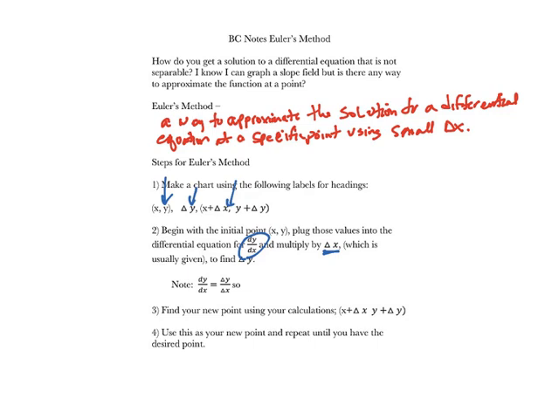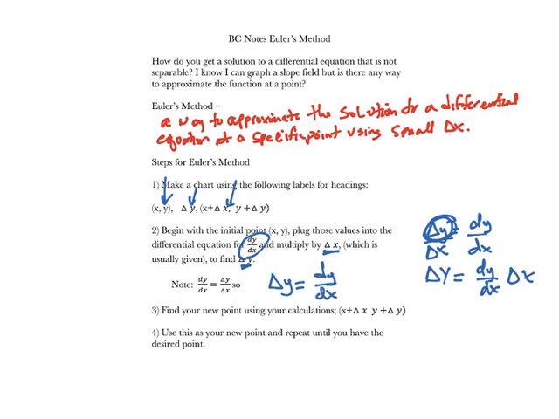Now, to find delta y, we know that delta y means the change in y, and delta x means the change in x. So that's really dy over dx. I want to get what delta y is equal to, so that means I'd multiply both sides by delta x. So delta y would equal dy dx times delta x. That's what goes here. As long as you remember this relationship, delta y is easy to find.